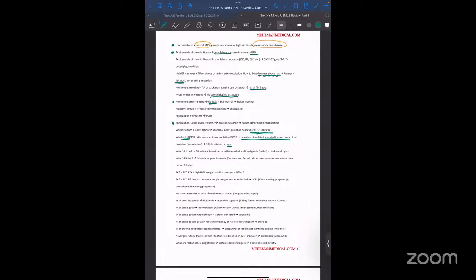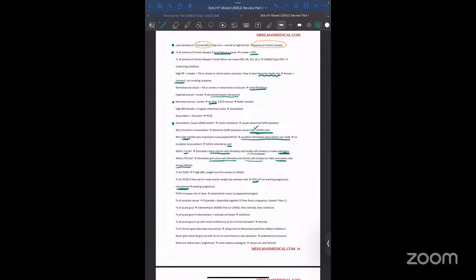What does LH do? LH stimulates the theca interna cells in females and Leydig cells in males to make androgens. So it makes sense that the LH ratio is higher. What does FSH do? It stimulates the granulosa cells in females and Sertoli cells in males to make aromatase. Also primes the follicles. Then treatment for PCOS, if high BMI, then weight loss is always first on USMLE. If they ask for meds or weight loss already tried, then OCPs if not wanting pregnancy, and clomiphene if wanting pregnancy.